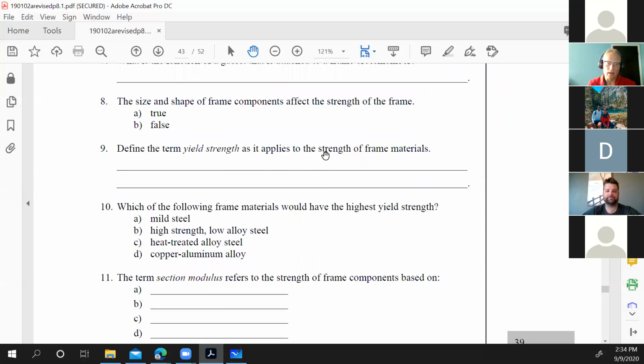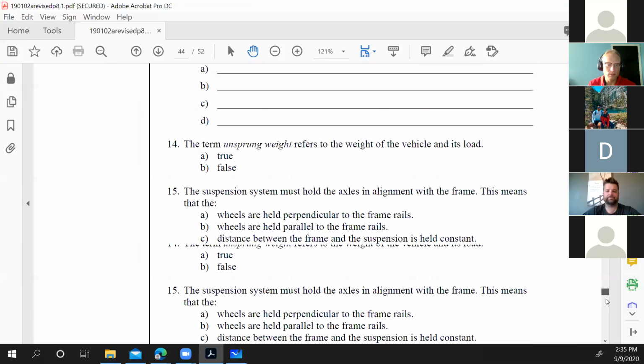Yield strength as it applies to frame materials. What does that mean? How much force you can put on it before it permanently deforms. Let's make sure that's what they're saying. The amount of stress that the material can withstand before becoming permanently deformed.